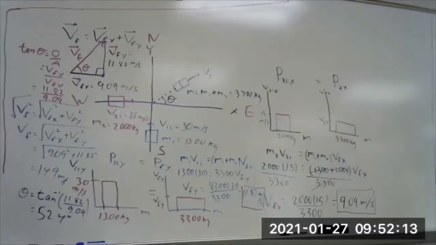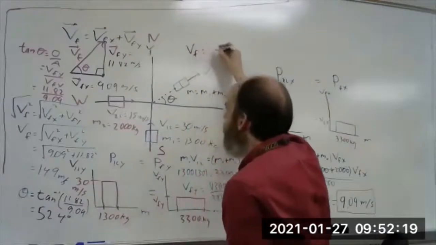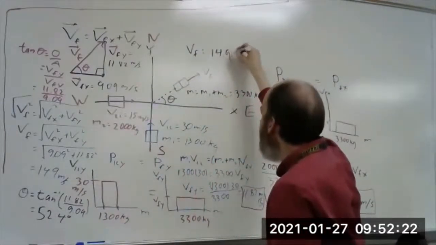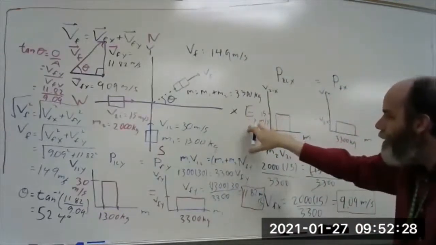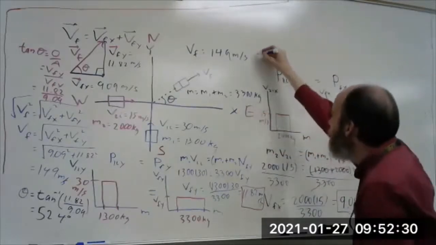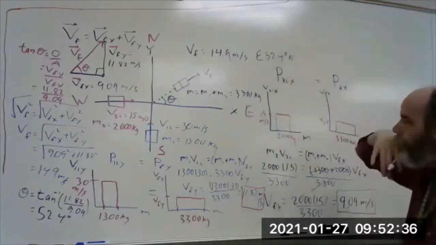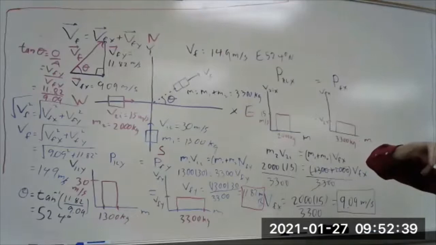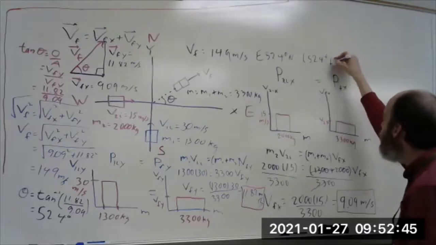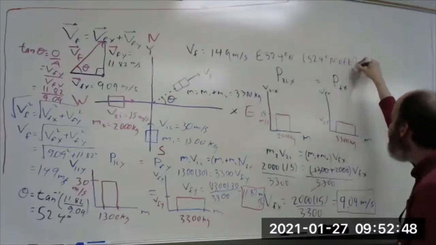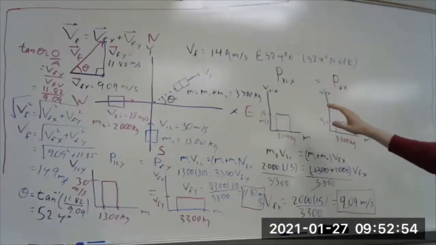So we can then specify the final velocity. We can do this. So v final equals 14.9 meters per second, and then the direction. We can say east 52.4 degrees north. Or another way we could say it is 52.4 degrees north of east. So that then is our expression for the resultant velocity.